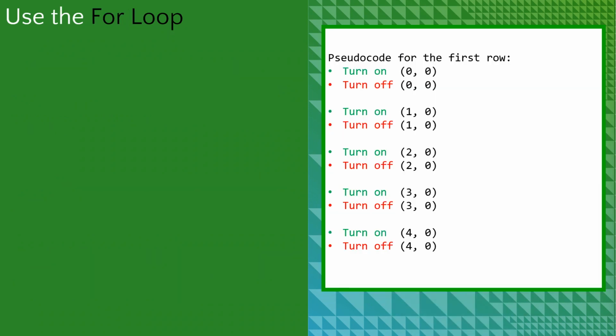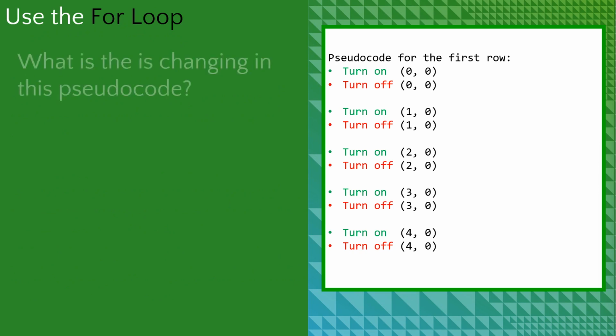So you should have something that looks kind of like this, right? So what are we doing? We are turning the LED on at 0, 0, and then we are turning it off. Then we are turning on the LED at 1, 0, then we are turning it off. Then we're turning on the LED at 2, 0, turning it off. So what are we doing? We're doing this across the entire row.